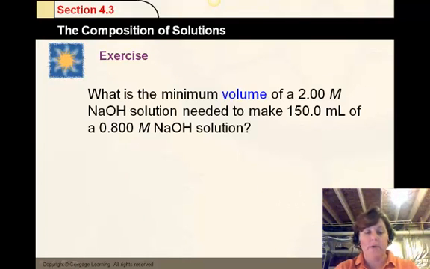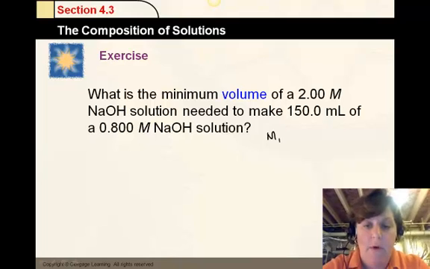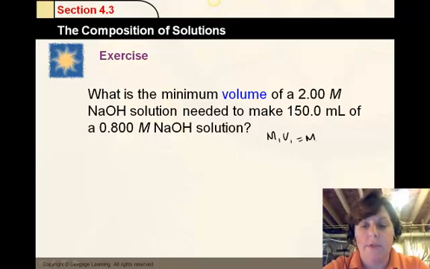Alright, here's a question about dilution. What is the minimum volume of a 2 molar NaOH solution needed to make 150 milliliters of a 0.8 molar NaOH solution? So, obviously somebody wanted to decrease the concentration, and they used a stock solution of 2 molar, and they wanted to figure out how much water they're going to need to do this. This is a straight MV equals MV, M1V1 equals M2V2 kind of question.